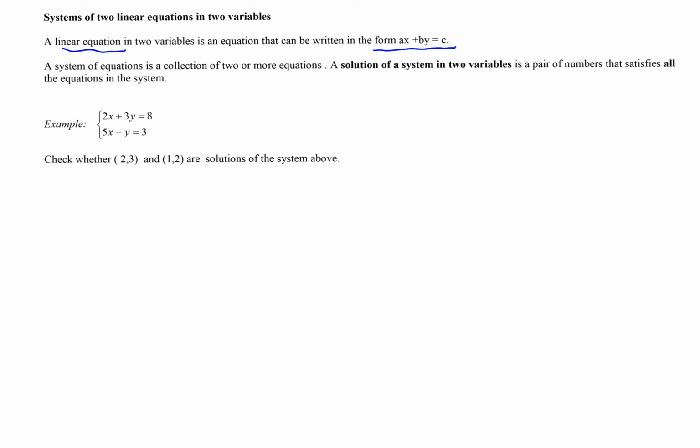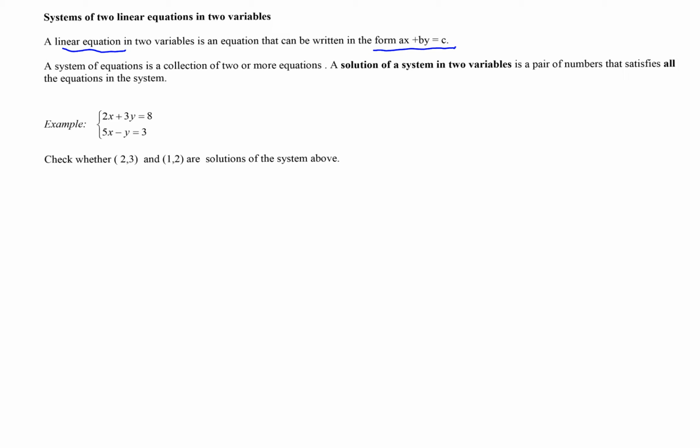So in the example, we have a system of two equations with two variables. The equations are linear. The first equation is 2x plus 3y is equal to 8, and the second equation is 5x minus y is equal to 3. Both equations are in the form ax plus by is equal to c. We'll check whether two pairs, the pair 2, 3 and the pair 1, 2, are solutions of the system above.